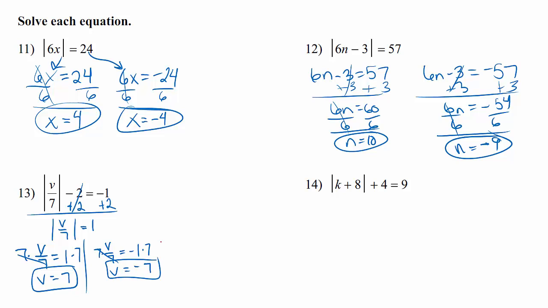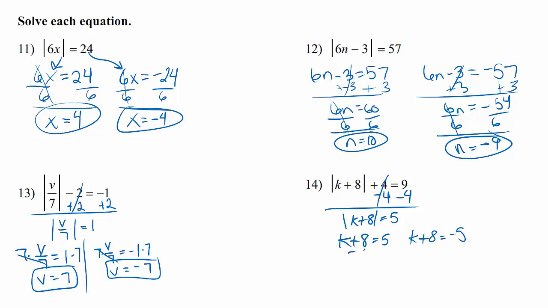On the next one, we want to do the same thing. We want to move that 4 first before we do anything else. Have k plus 8 equals 5. Then we want to split this up into k plus 8 equals 5, k plus 8 equals negative 5.